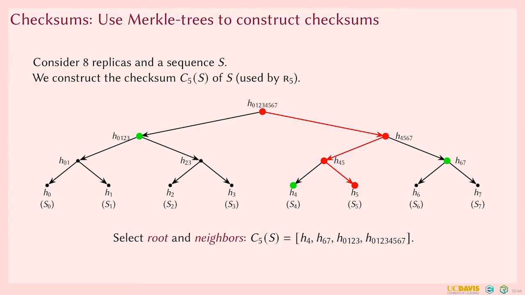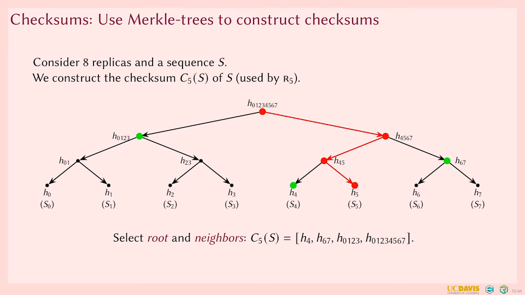And now given a single checksum for a single value, in this case S5, I can determine whether S5 is actually matching the checksum and the root. How do we do that? Well, we can calculate the hash value of S5, H5, and the checksum already provides us H4, so we can combine H4 and H5 to get H45. While the checksum also provided the neighbor of that, H67, we can combine that again to get the hash H4567. The checksum again provides the neighbor of that, and we can combine them to get the root.